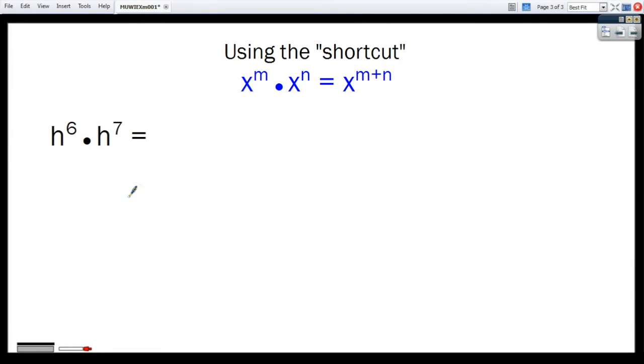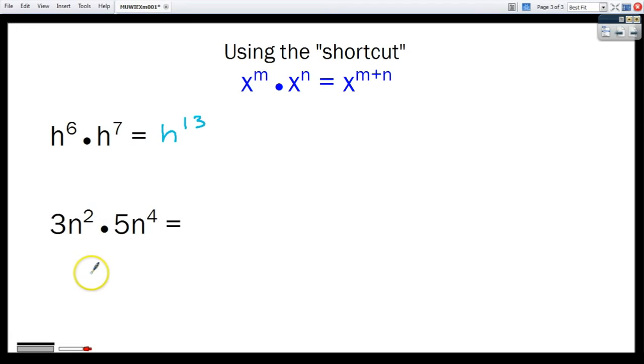Here's our first problem. h to the sixth power times h to the seventh. Now, if we were to do it the long way, we'd have to write this out: h times itself 6 times, h times itself 7 times, and we'd eventually find out it was h to the 13th. But why not just use that shortcut and jump straight to the answer? h to the 6th times h to the 7th. We add the exponents. 6 plus 7 is h to the 13th, and we get our answer without having to go the long way.